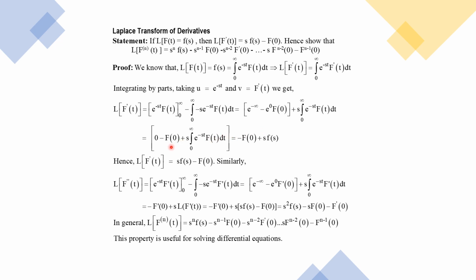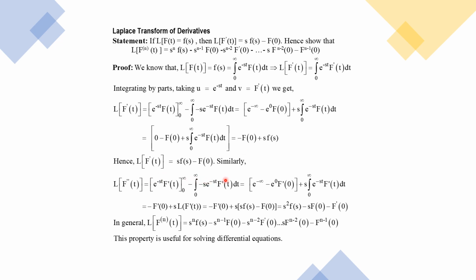So here e^(-infinity) is equal to 0, e^0 is equal to 1, so minus f(0) plus s times the integral from 0 to infinity of e^(-st) f(t) dt. This integral, the Laplace of f(t), is denoted by F(s). So this is the proof of the Laplace of the first derivative, which becomes minus f(0) plus s F(s).